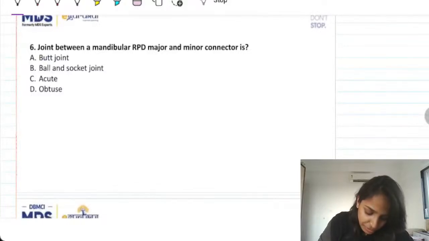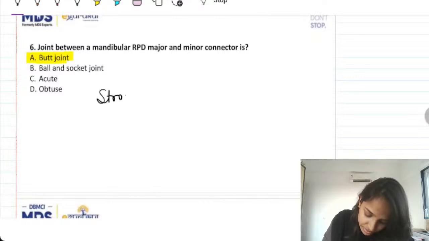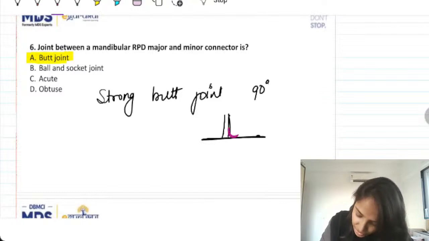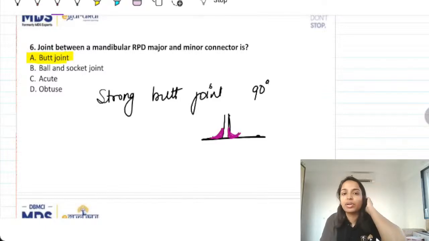Now, again, a simple question from RPD, but something that is a very important concept that we have understood. The joint between mandibular RPD major and minor connector is always a butt joint. The junction is always a strong butt joint, that is a 90-degree angle. So you have a strong 90-degree angle, but you must remember that the junctions are always curved like this. They are never a sharp 90-degree, but they are always curved.